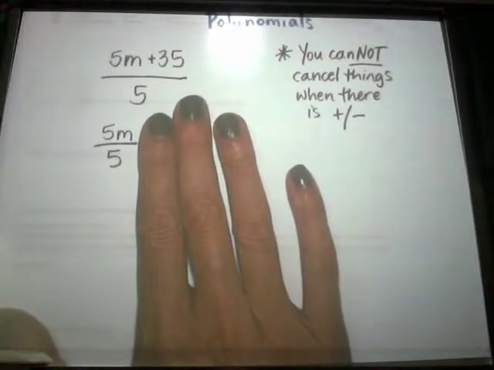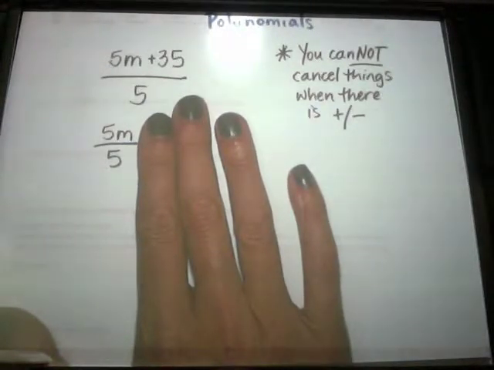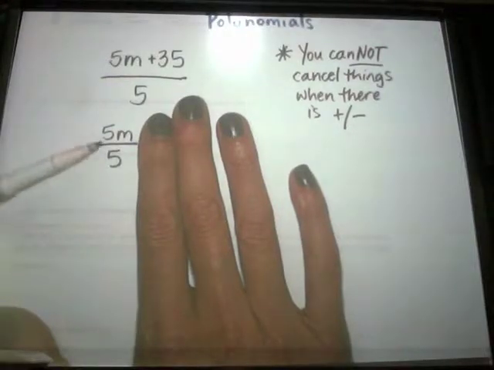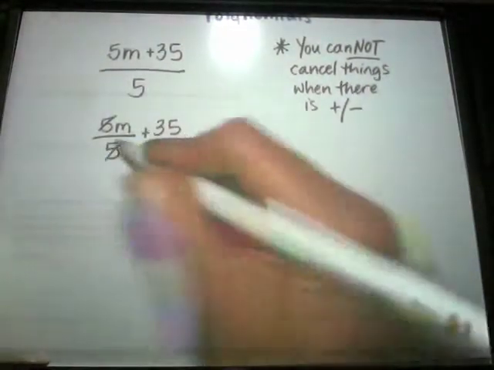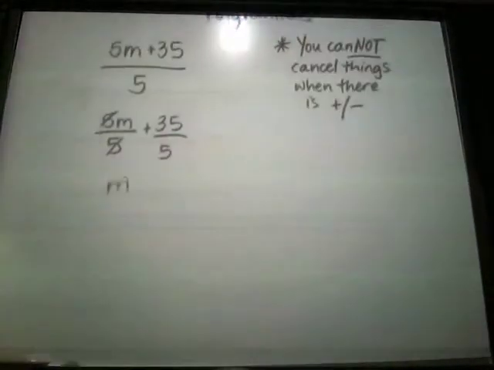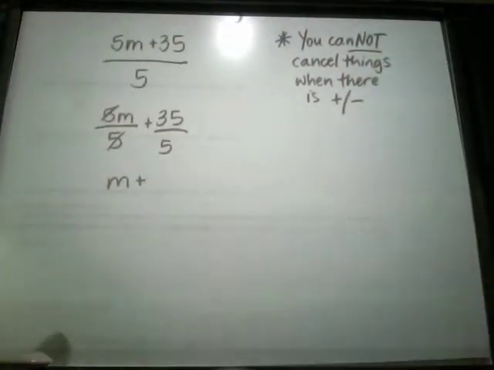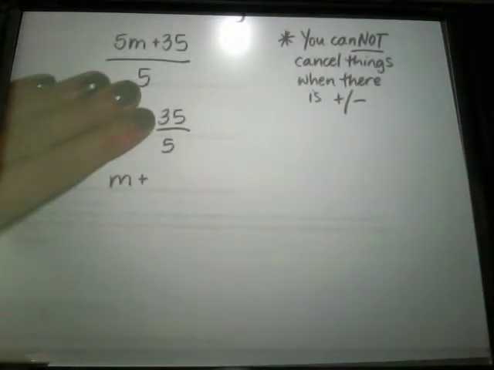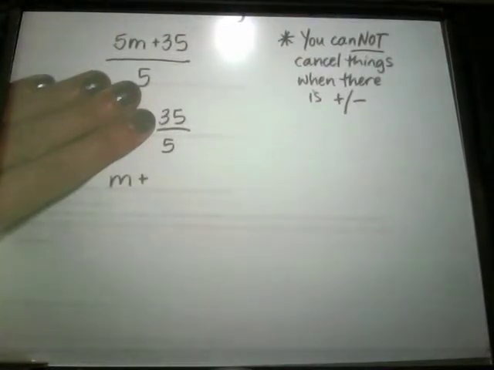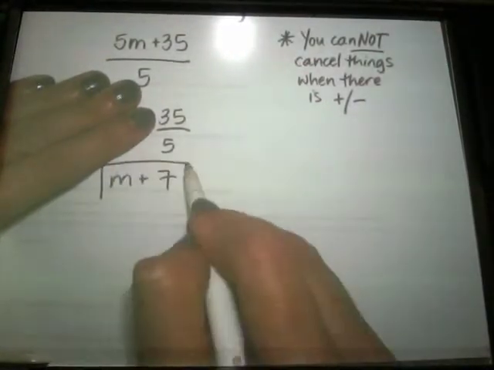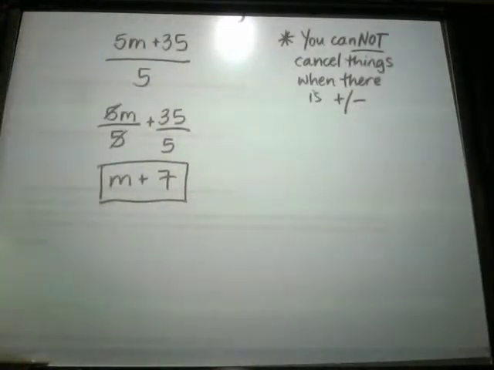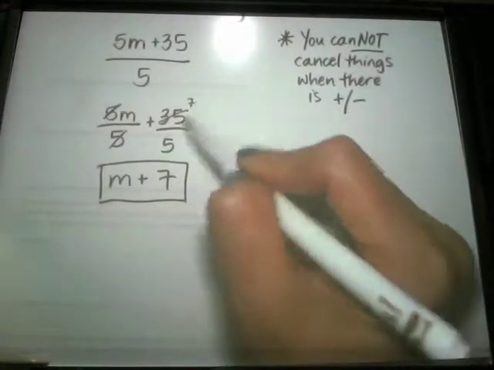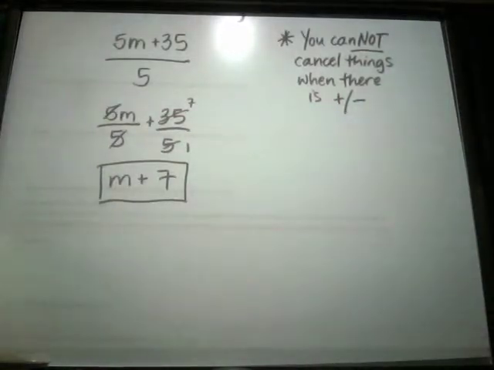If I look at each piece separately, is there any addition or subtraction here? Not in this piece, so in this piece I can now cancel. 5 and 5 both divide by 5, or you can think that they cancel out, leaving 1m. And then I keep the plus, and then if I look at this piece separately, 35 over 5, well, there's no addition or subtraction in that, so now I can cancel that piece. 35 divided by 5 is 7, or divide by 5, divide by 5, 7 over 1 is just 7.